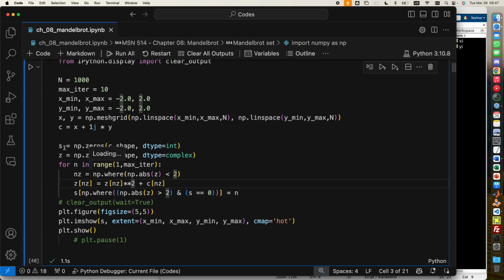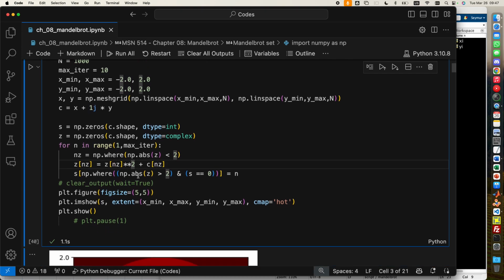Just quickly, we start with zeros in S and zeros in Z, right? Then this line is finding the Z's that haven't blown up yet, and it's applying this formula to only those Z's, because the other Z's are going to blow up and we don't want to deal with floating points. Make sense? Yes.